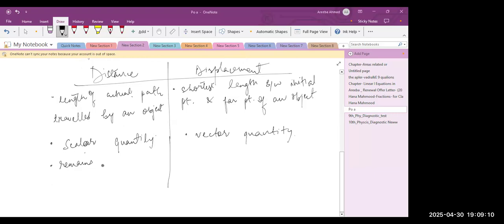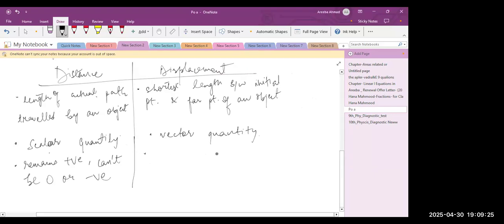Okay. So in this one, the third point I can say it can remain positive, right? And it can never be zero. Can't be zero or negative, okay. And this one, it can be positive, negative, or zero.